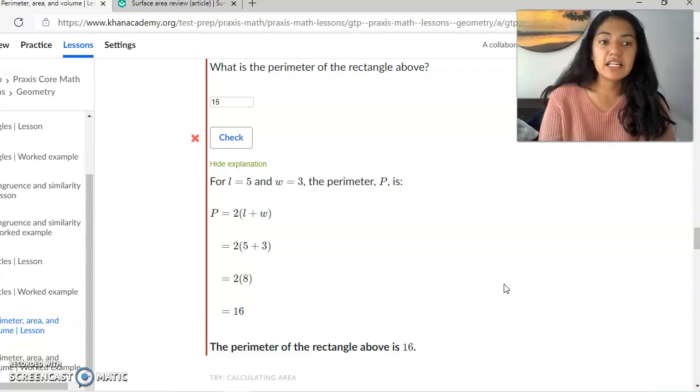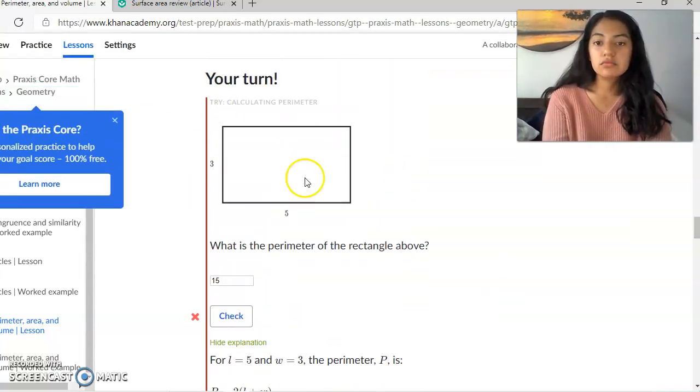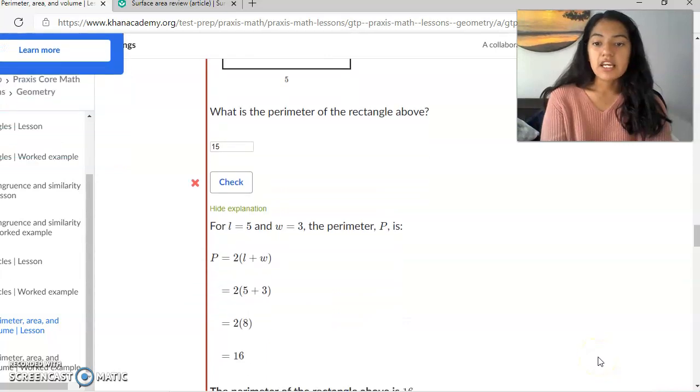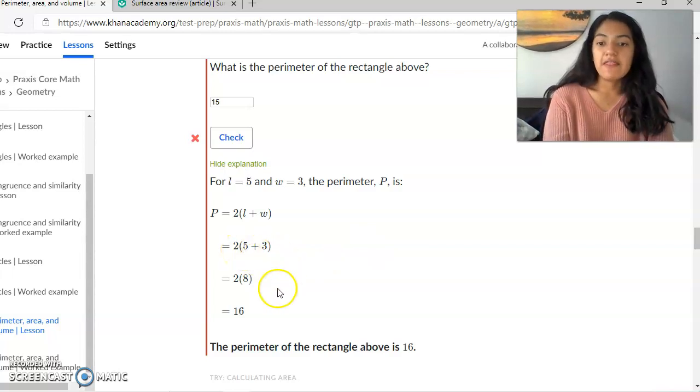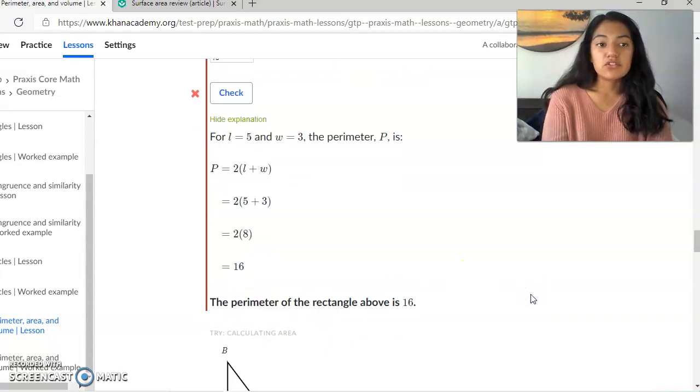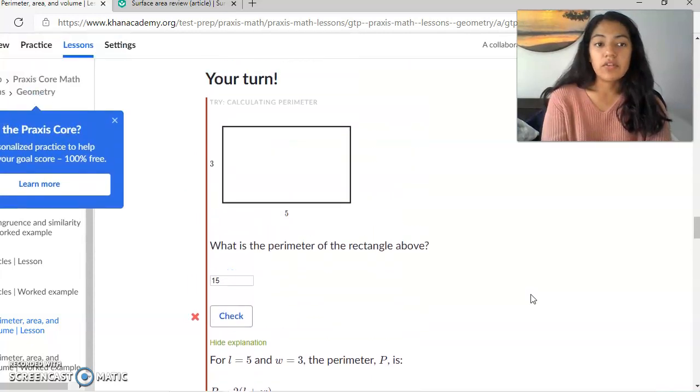So if I put 15 as the perimeter for this rectangle, that's wrong, and here's why. For the length, it was 5, and for the width, it was 3. And the formula for perimeter is length plus width times 2. So I have to add the 5 and 3 first, and then multiply it by 2, and that's how I get 16. So it gives you the steps on how to get the correct answer.